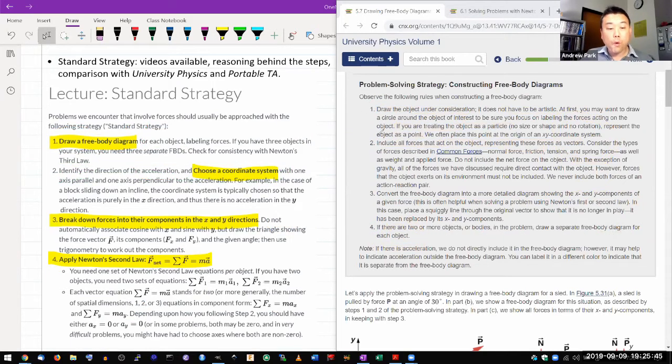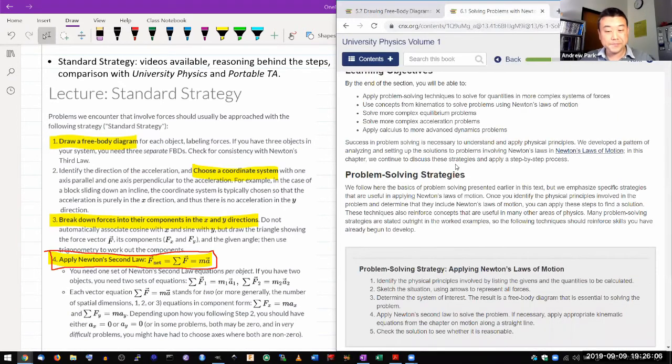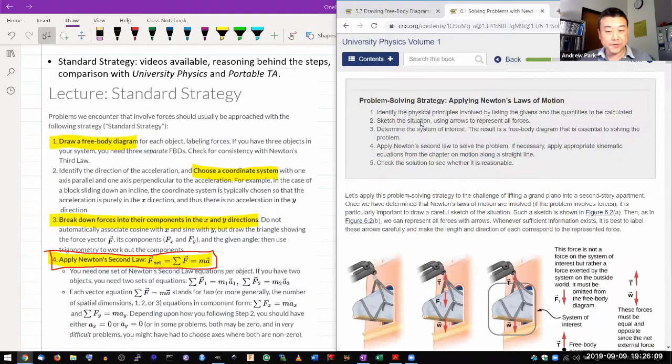So the one step that your textbook leaves out is step number four. And that's a consequence of how the textbook breaks out this problem-solving strategy into two sections, one in chapter five and one in chapter six. So in chapter six, they give you what they call problem-solving strategy, applying Newton's laws of motion.